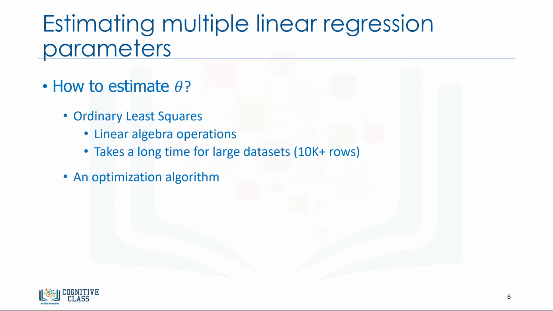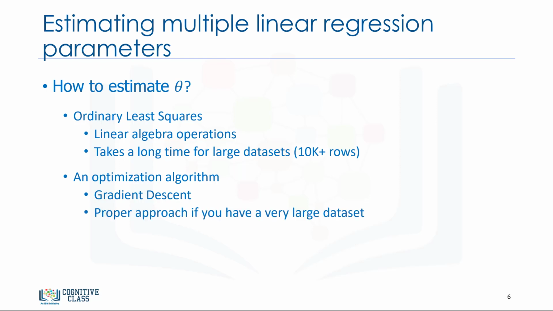The second option is to use an optimization algorithm to find the best parameters. That is, you can optimize the values of the coefficients by iteratively minimizing the error of the model on your training data. For example, you can use gradient descent, which starts optimization with random values for each coefficient, then calculates the errors and tries to minimize it through wise changing of the coefficients in multiple iterations. Gradient descent is a proper approach if you have a large data set.